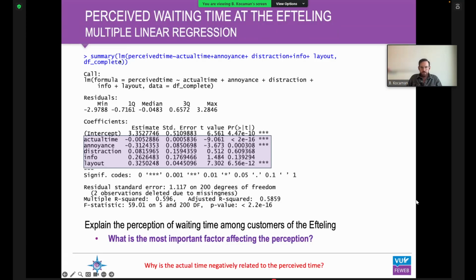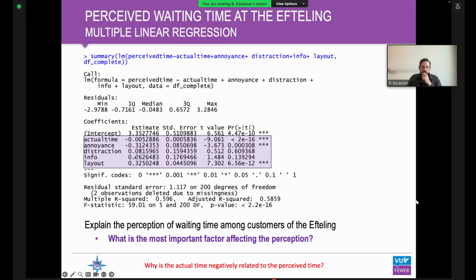As always, we just use the lm function to fit a regression model. So the perceived time, which is the dependent variable, tilde, actual time, annoyance, distraction, info, and layout, on the df complete data set. Once we fit this model, we can get the summary output out of that. And now we can focus on the interpretation of these coefficients. If you remember the research question, we want to understand which of these factors affect the perception of the waiting times more.